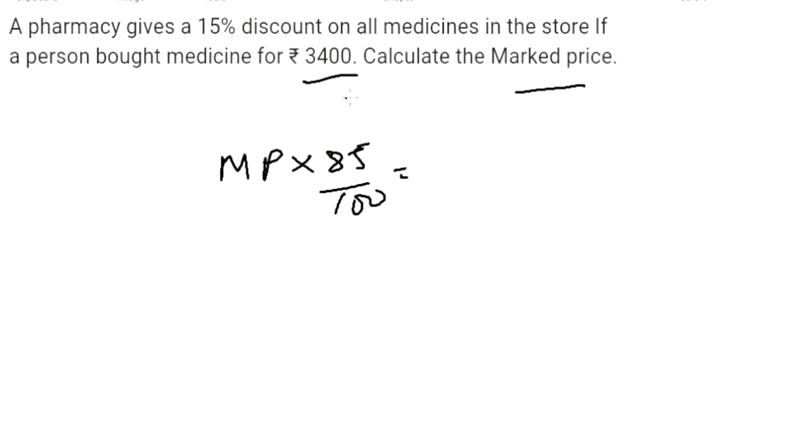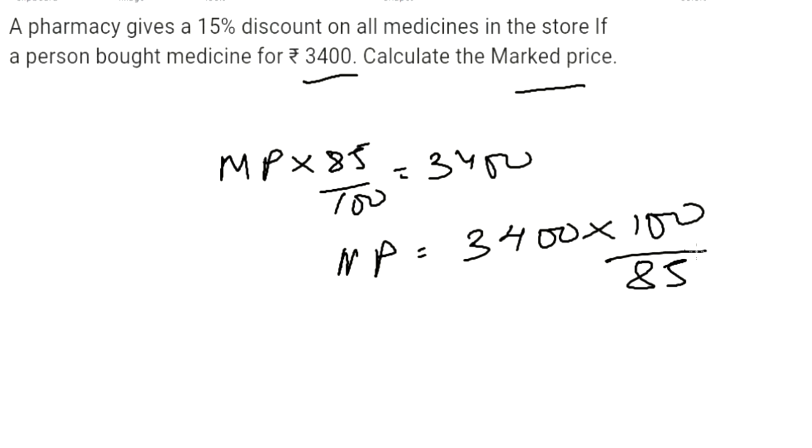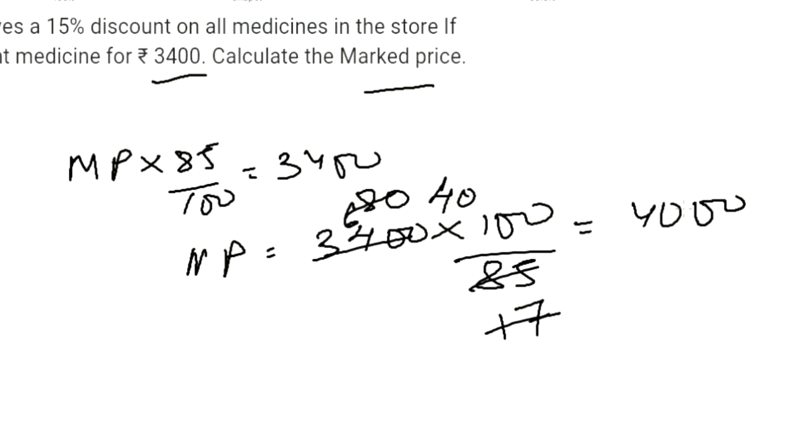So basically, MP is 3400 into 100 by 85. So cut it with 5. Here, 5 sixes are 30, right? 5 fours are 20, 5 ones are 5, and 17 remains, right? And what about 17 into 4? That is 4 sevens are 28, 4 ones are 4, and 5... see, 40. So the answer comes to 4000.